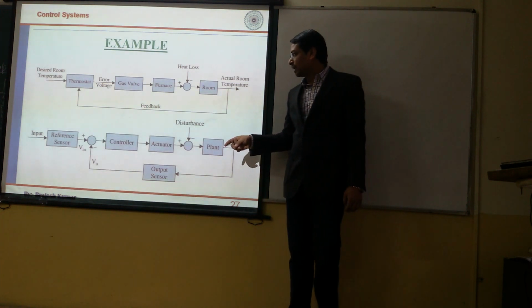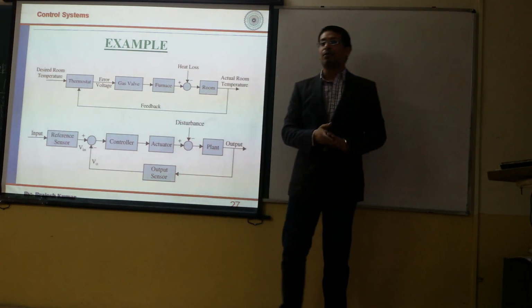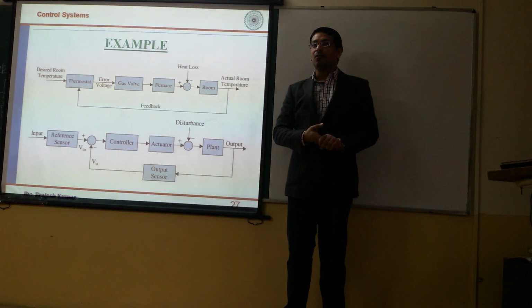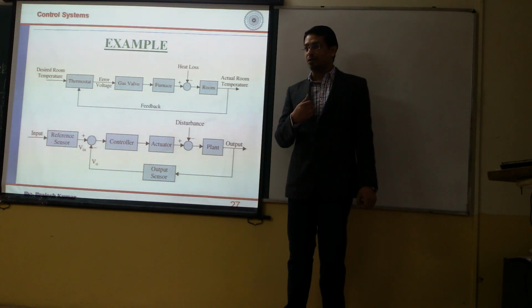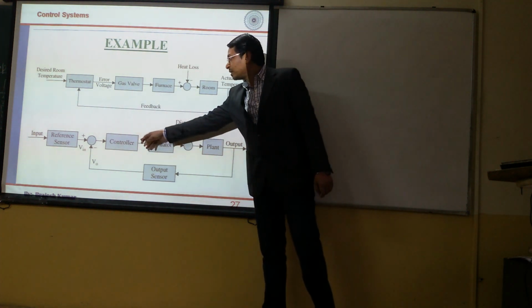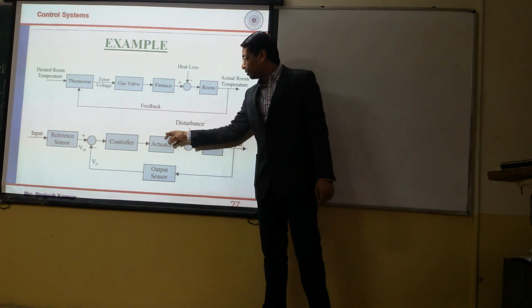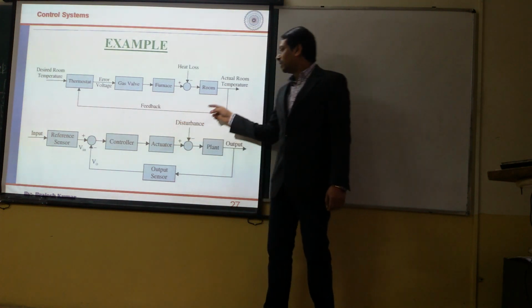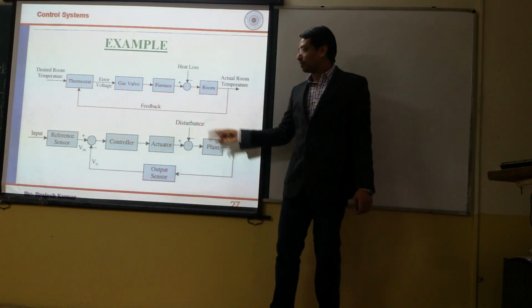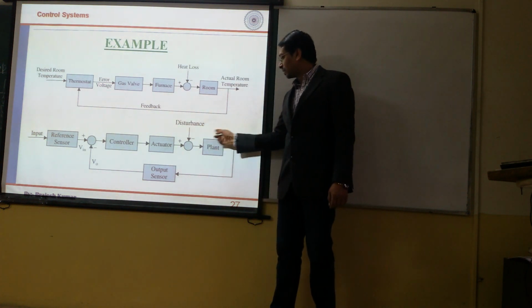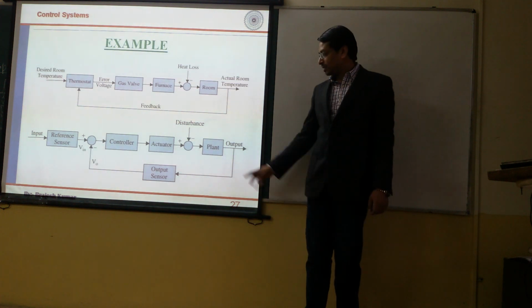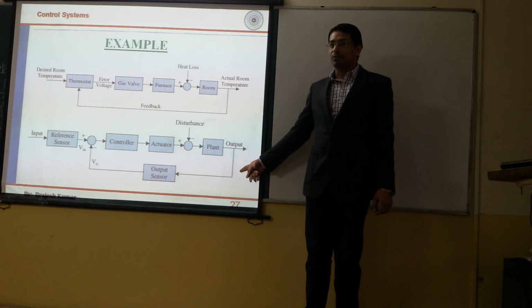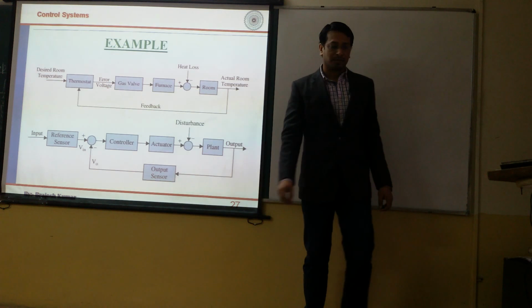And the actuator is what? The actuator is your gas valve. I have already said that actuators are the final control element in the system. For you, your limbs are actuated and your brain is the controller. So this controller is inside the thermostat, and your actuator is your gas valve. And the furnace and room are going to form a plant, and you will have an output sensor. This is a general diagram which is applicable to any type of control.